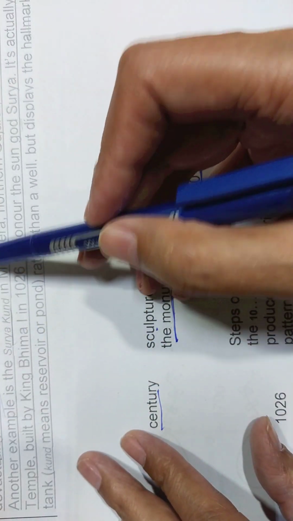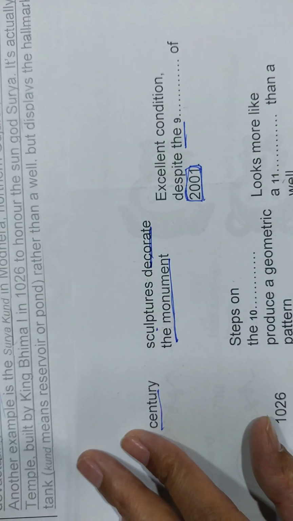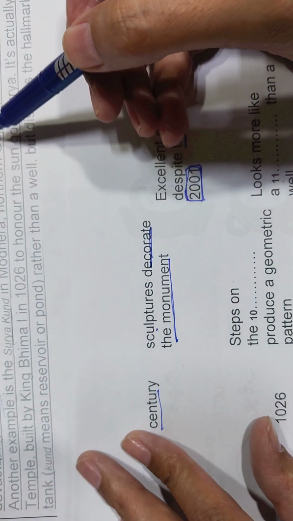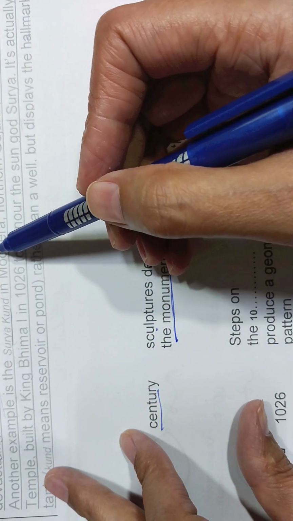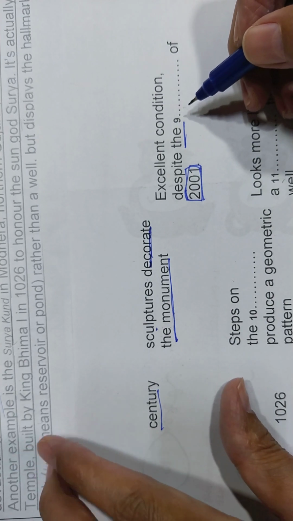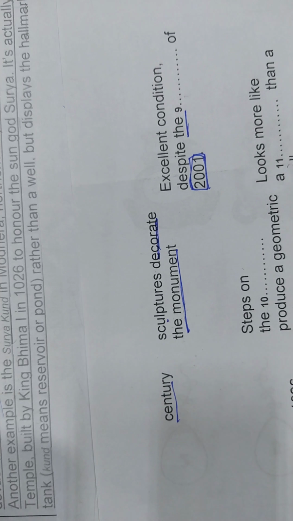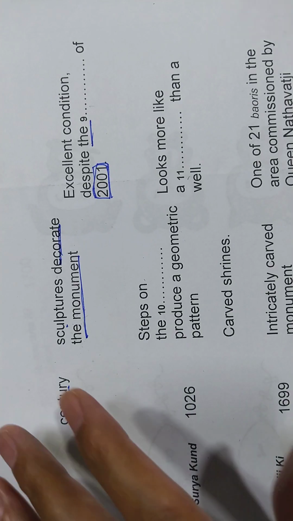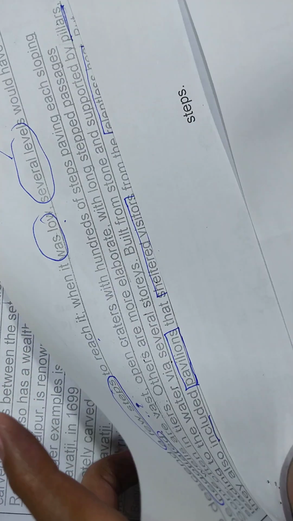Incredibly, in January 2001, so the word is 2001 here, that I noted before when I was reading for another question. This ancient structure survived a devastating earthquake that measured 7.6 on the Richter scale. So despite the, what is the word here? Earthquake. So from our questions we will use the word earthquake. We'll write here the word earthquake and need to be very careful about the spelling while writing this.